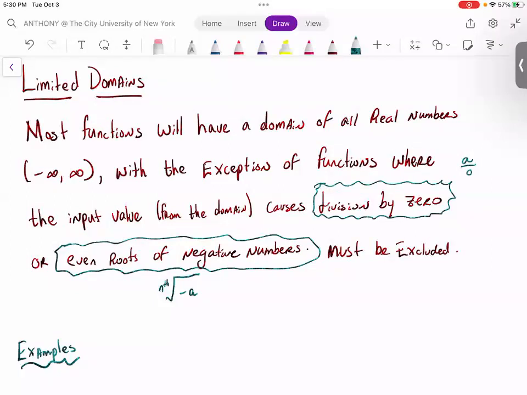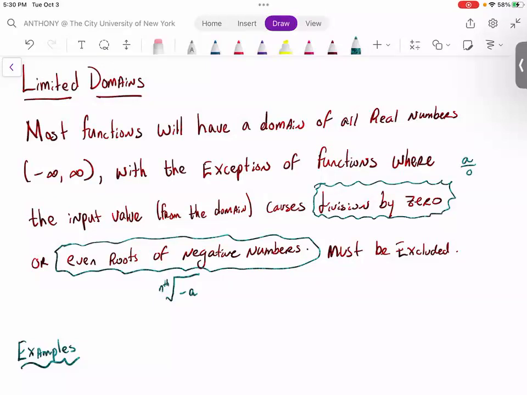Causes either division by zero or even roots of negative numbers. So even roots can be like square roots. You can't take the square root of a negative number in the real number system. So with that being said, anytime you see a division by zero or even roots of negative numbers, those input values, you must take out of your domain. You must pull them out. It's like, okay, you're a bad guy, I'm pulling you out. All right.